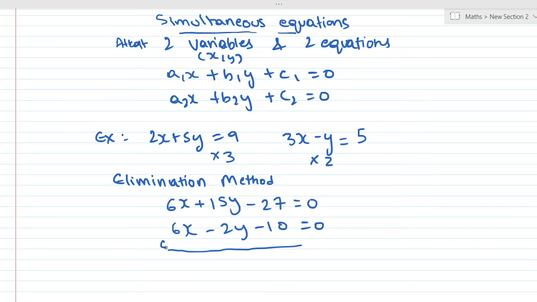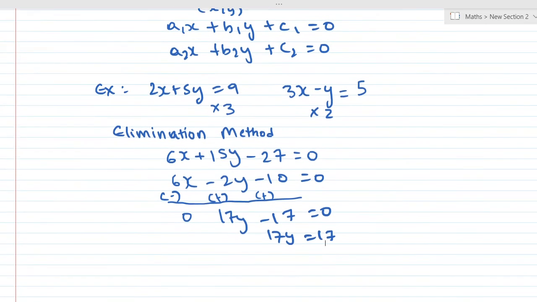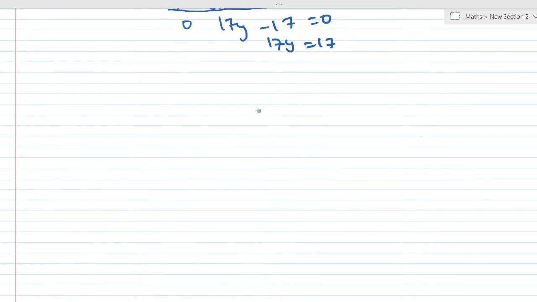So if we subtract one equation from another, you get 6x minus 6x equals 0, 17y minus 17 equals 0, 17y equals 17, y equals 17 by 17 equals 1.